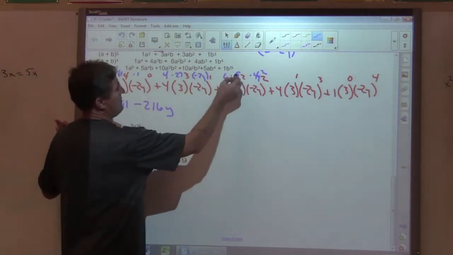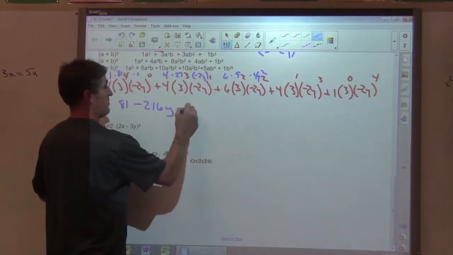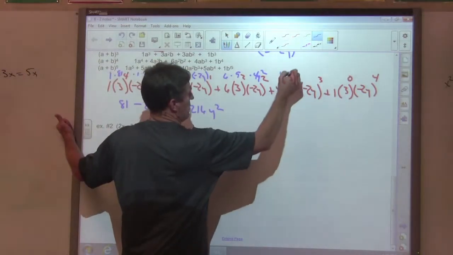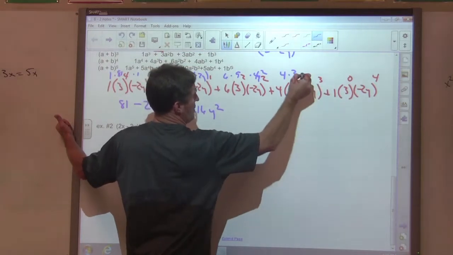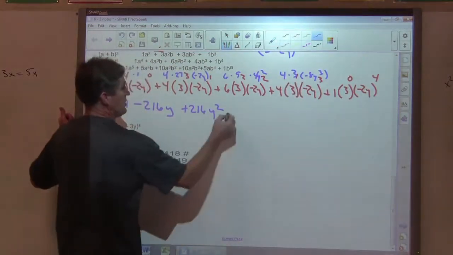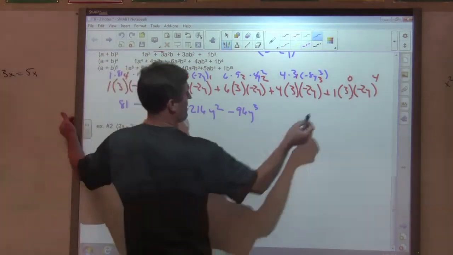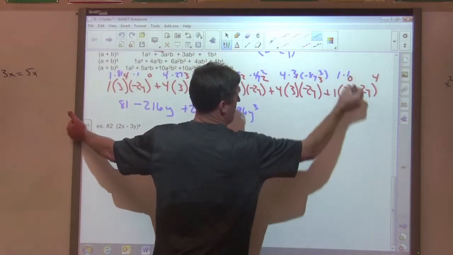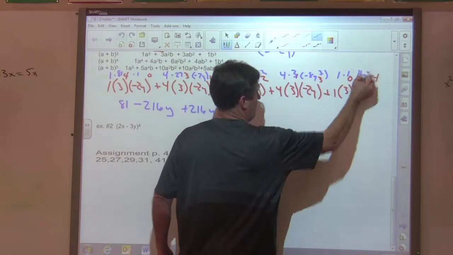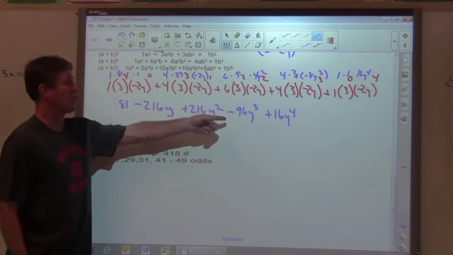So that would be 54, 108, again 216, but a positive 216y squared. And then we have 4 times 3, negative 2 to the third would be a negative 8y cubed. So we have 12 times 8, which would be a negative 96y cubed. And lastly, we have 1 times 1 and negative 2 to the fourth would be 16y to the fourth. And so plus 16y to the fourth. And we're finished.